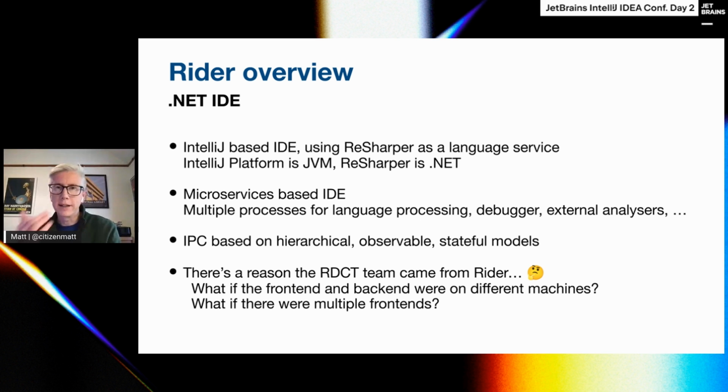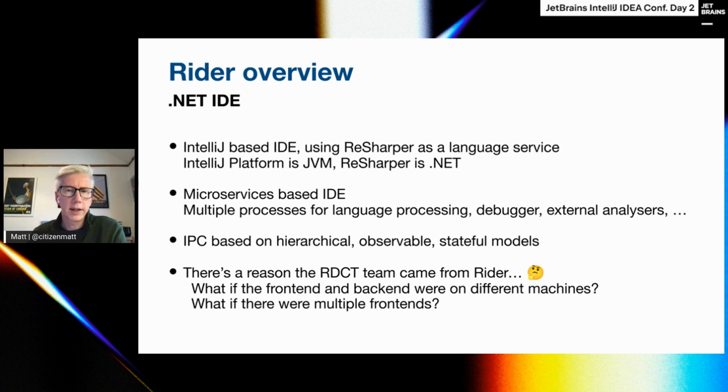So we've already got an IDE which is split. And we kind of joke about it being a microservices-based IDE. We've got multiple processes for the UI, for the language processing, for the debugger, for external analyzers, and we have to talk between them all. And as part of the work with Rider, we created some inter-process communication, which is based on hierarchical, observable, stateful models. So we looked at various RPC request-response methods, sending JSON across, and that wasn't what we ended up going for.